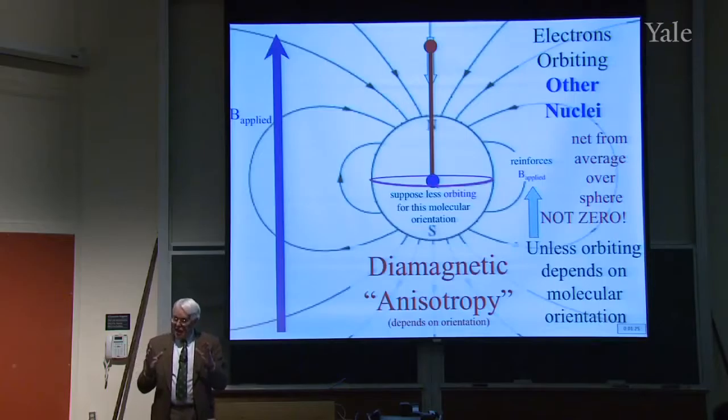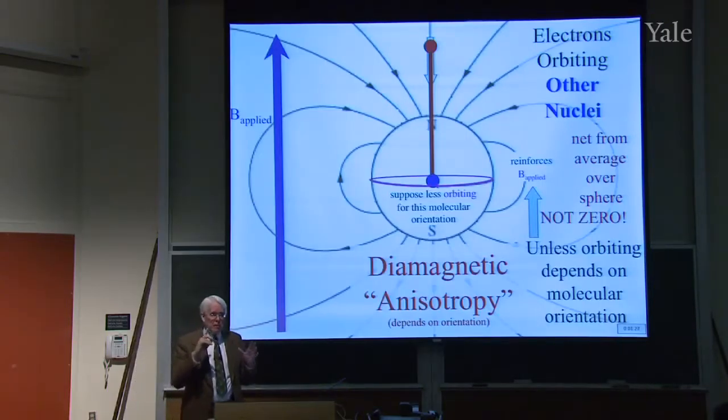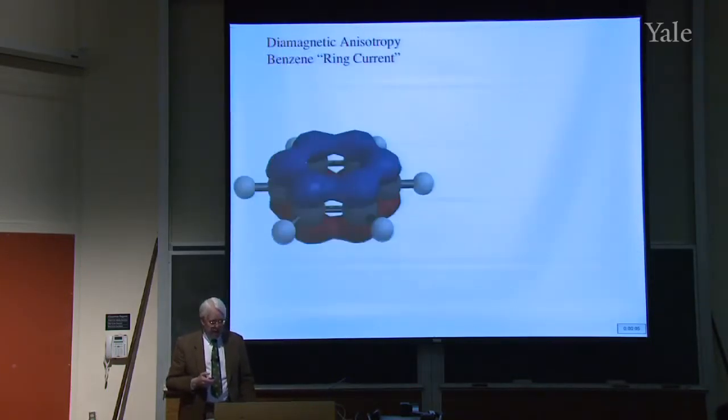But in a fixed field, you have this diamagnetism, but it's not isotropic. Isotropic means the same in all directions. If it's different in different directions, then it doesn't cancel anymore. So diamagnetic anisotropy means that you're in trouble, that you have to consider the electrons on other nuclei as well. So let's consider that in the case of benzene.